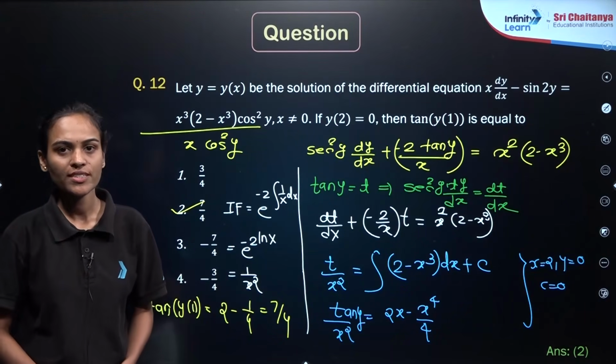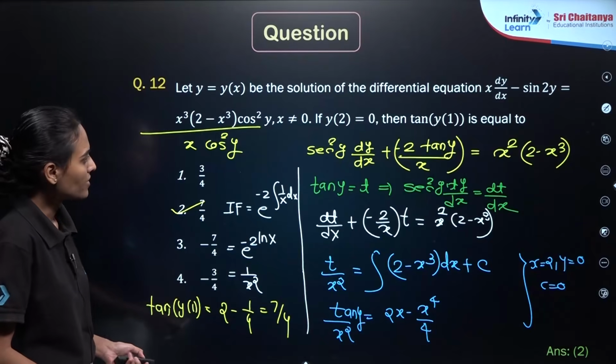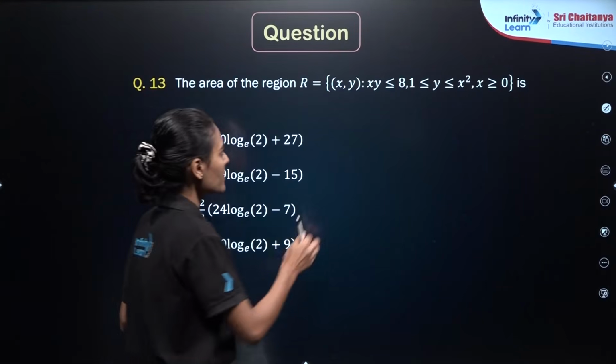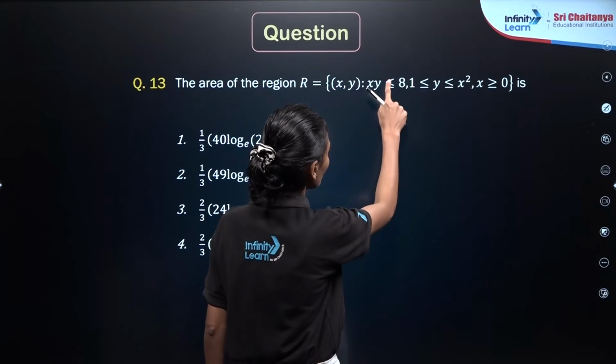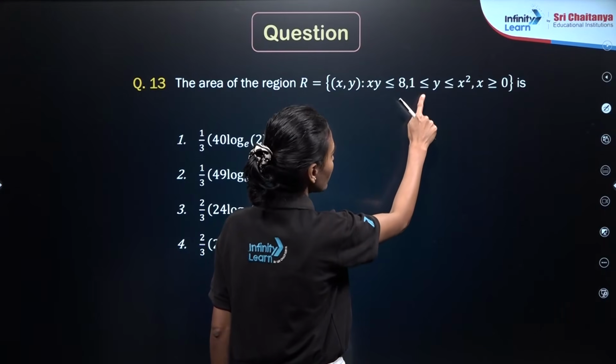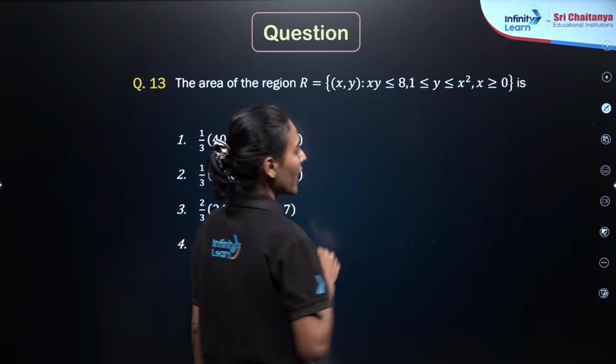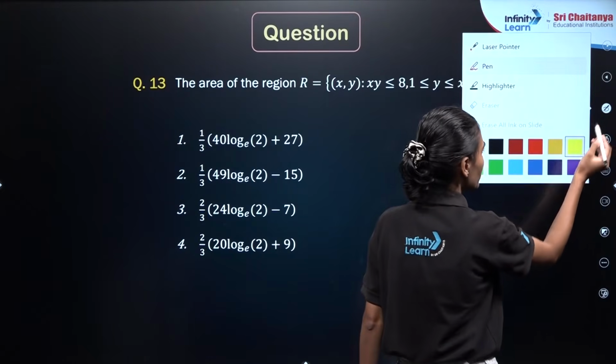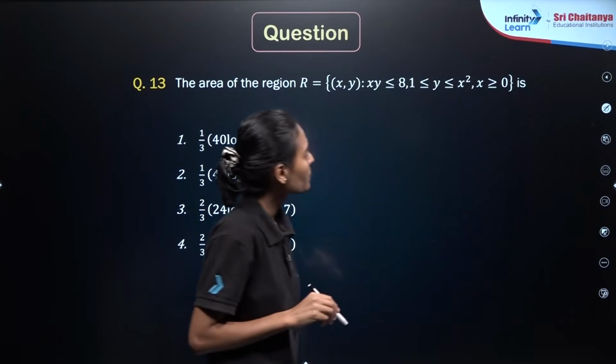Yes students, now let us take question number 13. So here you need to find the area of the region. The region is given by x into y less than or equal to 8, 1 less than or equal to y less than or equal to x square, and x greater than or equal to 0. So x greater than or equal to 0 means above the x axis, right.